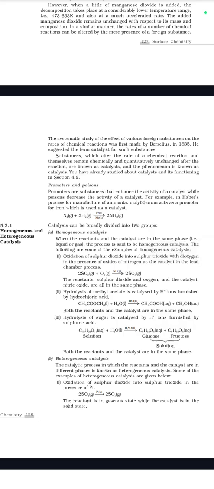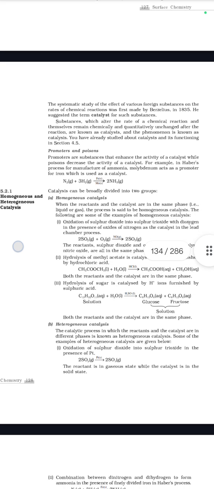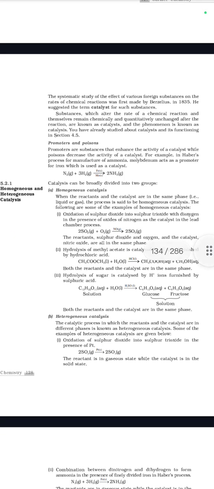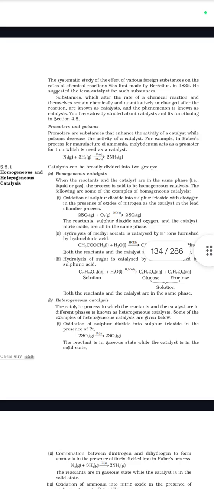You have already studied catalysts and their functioning in section 4.5, promoters and poisons. Promoters are substances that enhance the activity of a catalyst, while poisons decrease the activity of a catalyst. For example, in Haber's process for manufacturing of ammonia, molybdenum acts as a promoter for iron, which is used as the catalyst. Catalysts can be broadly divided into two groups: homogeneous catalysts and heterogeneous catalysts.